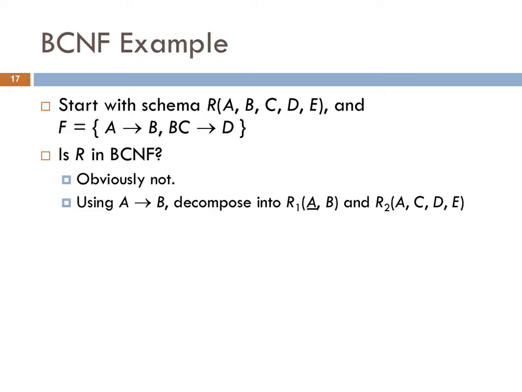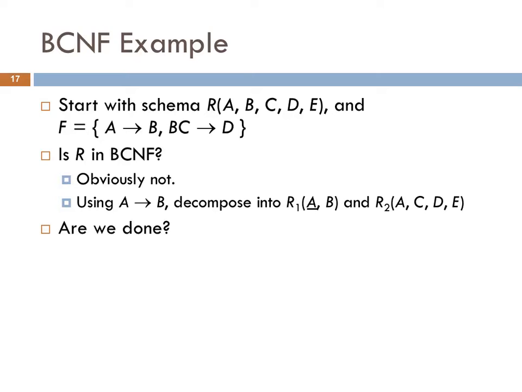So let's say that we use A functionally determines B to decompose R into two new schemas. One with just A and B, and remember that since A functionally determines B, I can make A the key if those two things are by themselves in the schema. So that's why I've underlined it. And then R2 is A, C, D, E. Now the question is, are we done?